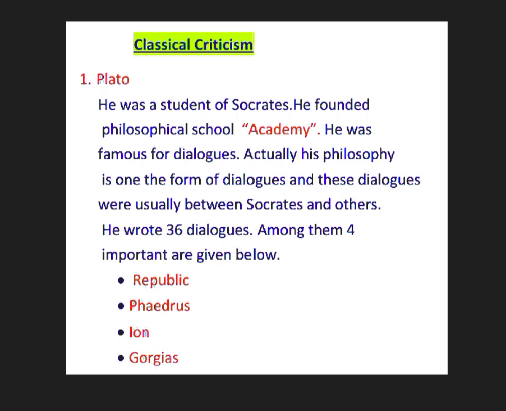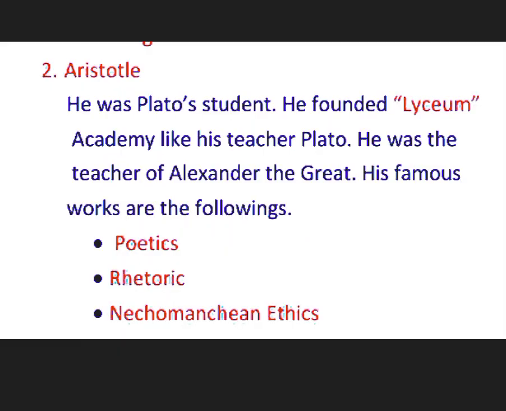And the last topic is classical criticism. Plato. Plato was a student of Socrates, and he founded a philosophical school called the Academy, and he was famous for dialogues. His philosophy is in the form of dialogues, and these dialogues were usually between Socrates and others, who were his students. He wrote 36 dialogues, and among them 4 important ones are Republic, Phaedrus, Ion, and Gorgias. The first one, Republic, is the most important of them.